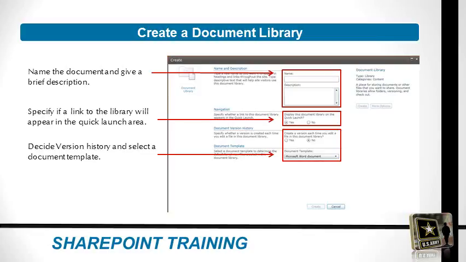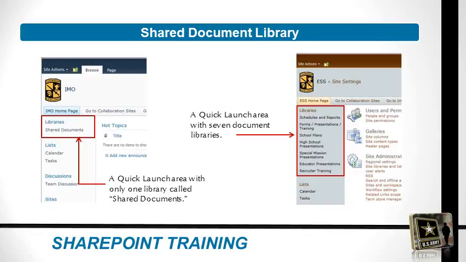Under Navigation, if you do not want to link to the library in the Quick Launch area, select No. Next, decide if you want a new document version created each time a file in the library is edited. Then, choose a document template. If you'll be uploading more than one type of document such as Excel, Word, or PowerPoint, select the Microsoft Word document. Click Create and a new document library will be generated and ready for you to upload documents into it. If you need additional document libraries, just repeat this process for each one. Once a document library is created, it appears in the Quick Launch area.